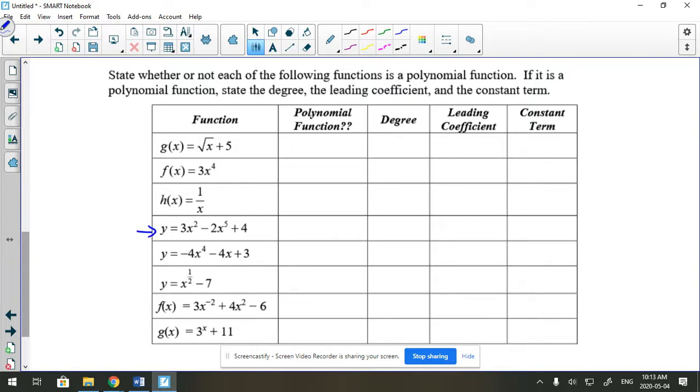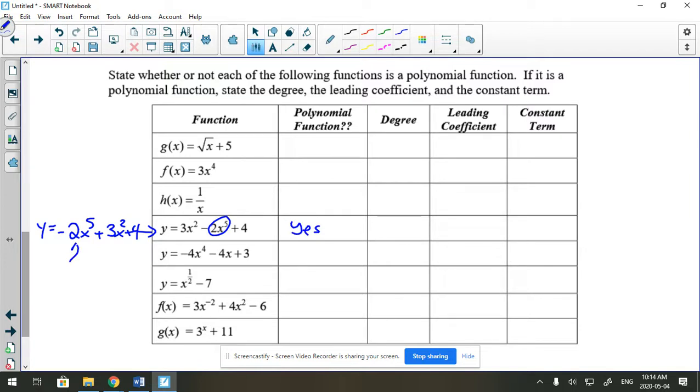Be careful with this one. It's not written from highest degree to lowest. So before I would answer all the questions, I would rewrite this one. This has the highest degree, so it should be -2x to the 5 plus 3x squared plus 4, and now you can answer the questions. All the variables are there, all their exponents are whole numbers. This is a polynomial function.